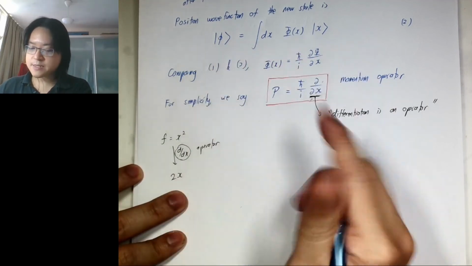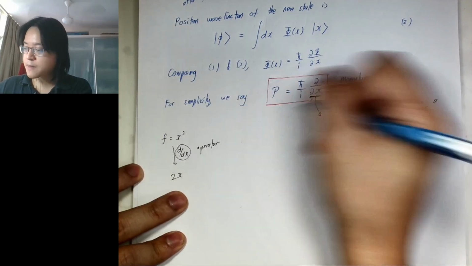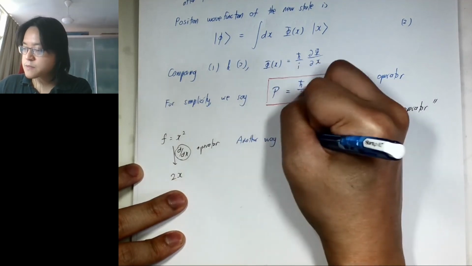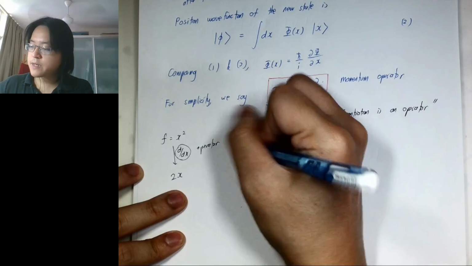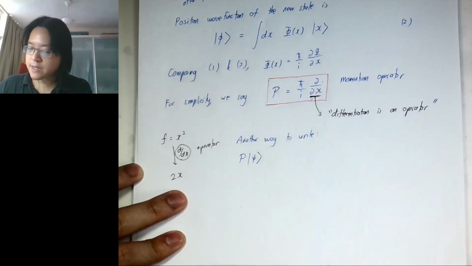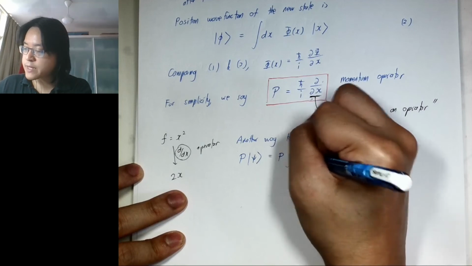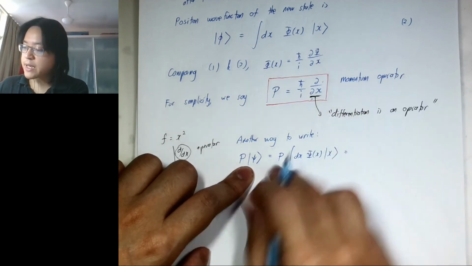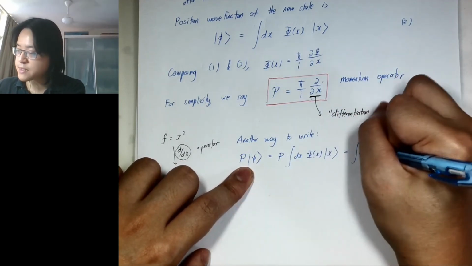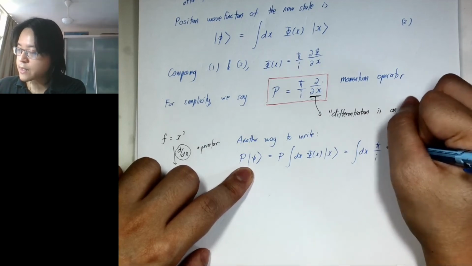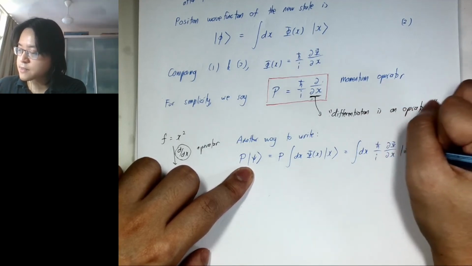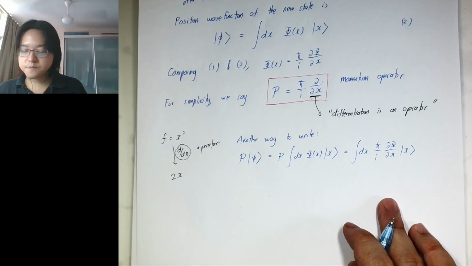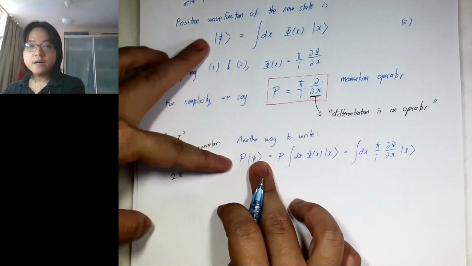So I will start with this equation again. Another way to write everything that we have so far is that P acting on the state psi, where the state psi is expanded in terms of the wave function times the basis, is the same as the integral dx, h bar over i, d psi dx, times the basis. So this was my new state, equation 2.